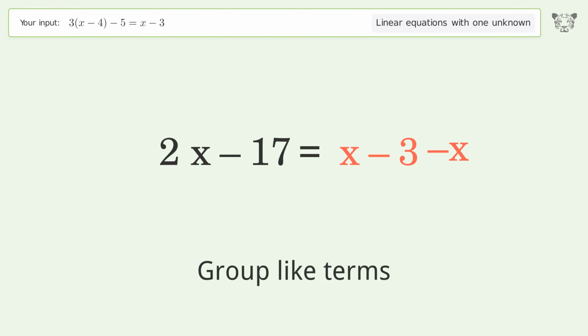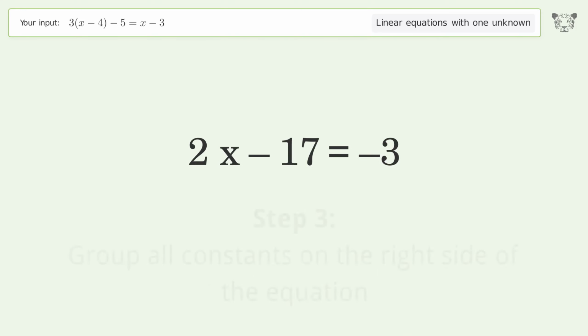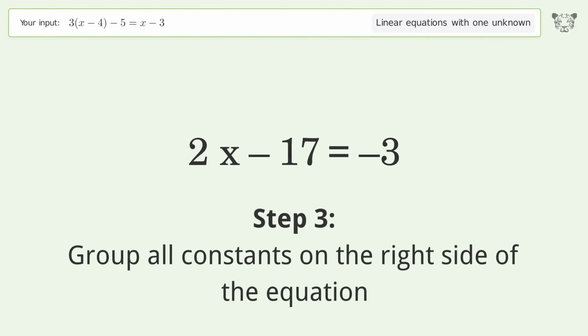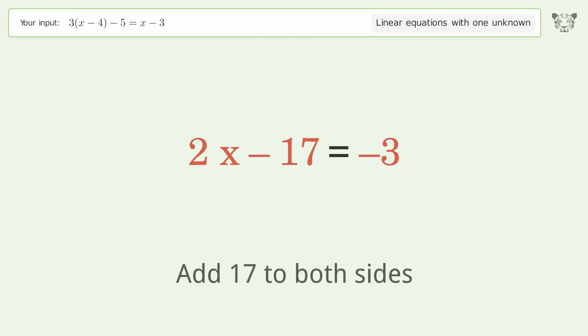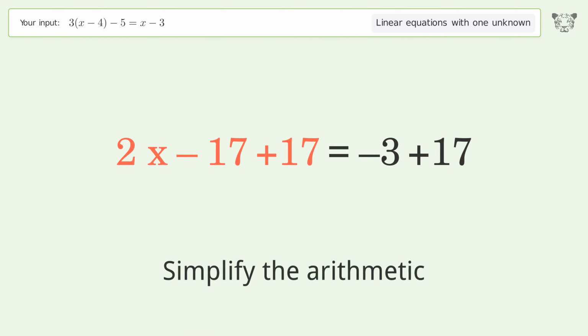Group like terms. Simplify the arithmetic. Group all constants on the right side of the equation. Add 17 to both sides. Simplify the arithmetic.